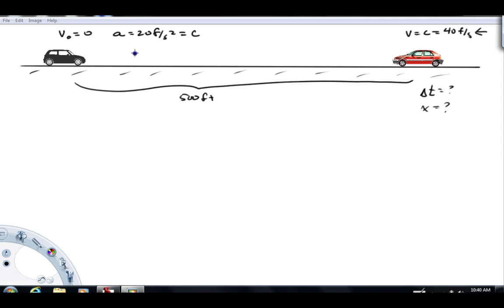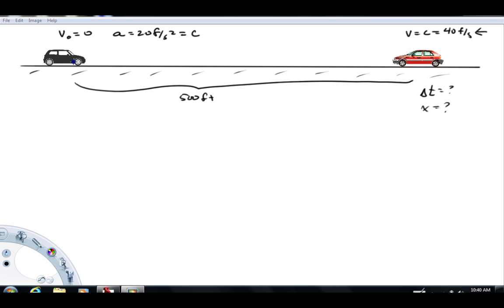However, the driver is going to hit the gas and the car will accelerate at 20 feet per second squared, which we're going to assume to be constant in this problem. 500 feet away is this red car traveling in the opposite direction at 40 feet per second. What we're going to try to do is calculate how many seconds will go by and how far this black car will have traveled when it passes the red car.